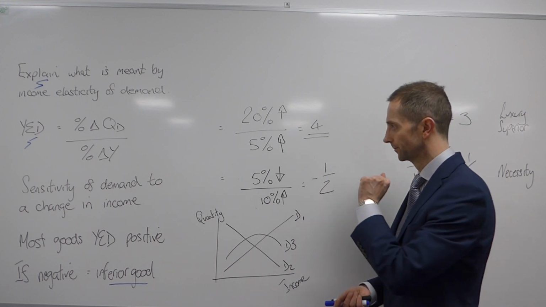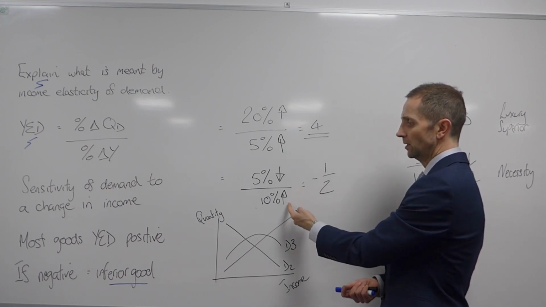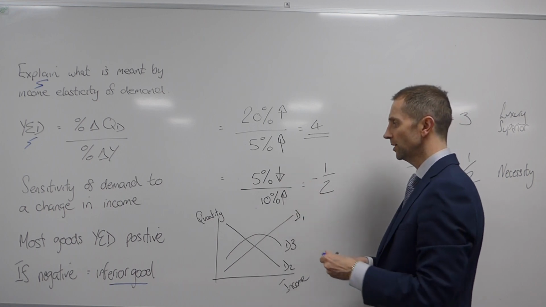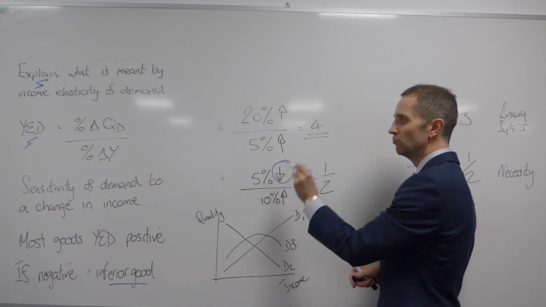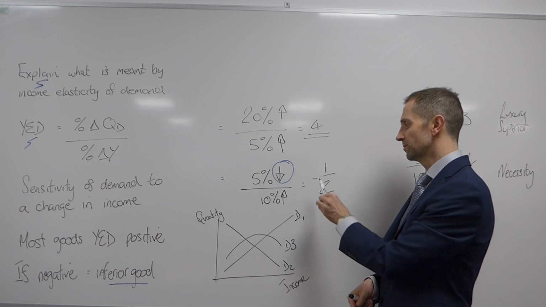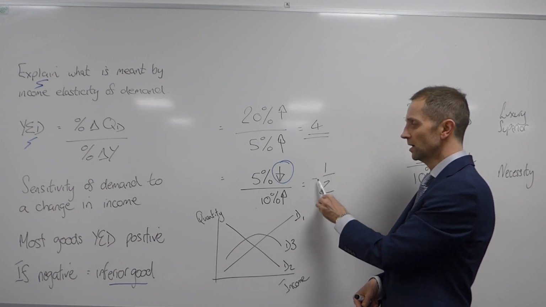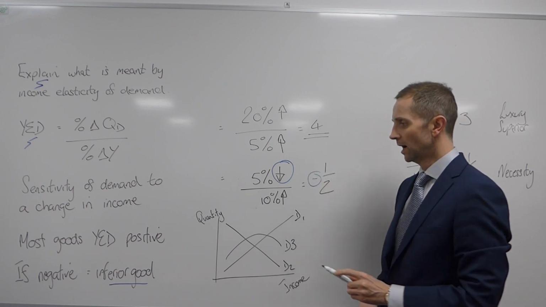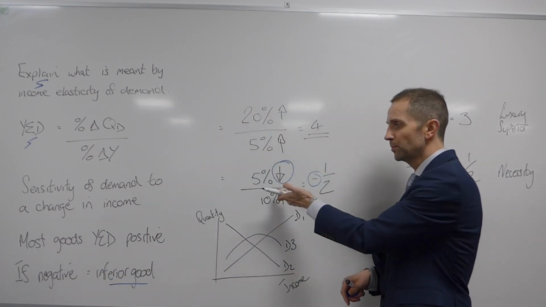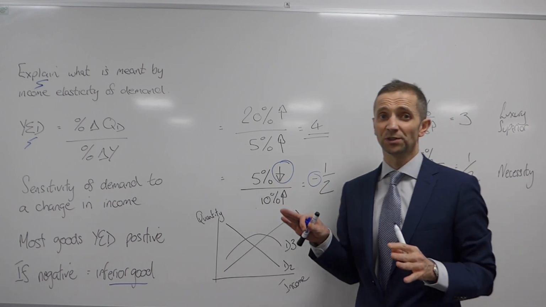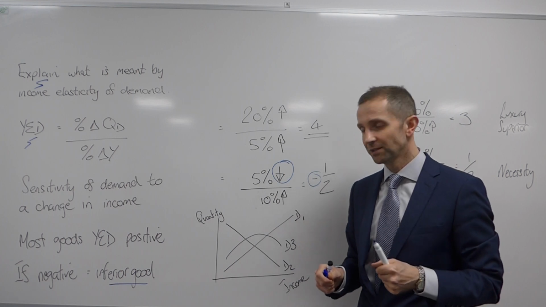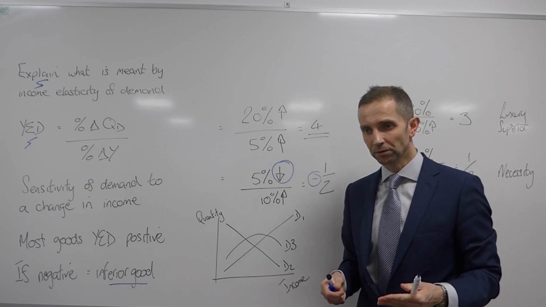In this example, we've got a 10% increase in income, but look what's happening on the top line. Here we have a 5% reduction in quantity demanded. As a consequence, this one over two is actually a minus number. And remember what we said, if it's negative, then it's an inferior good. So we have a 10% rise in income, and as a consequence, for a given good, you consume 5% less, and therefore that is an inferior good.